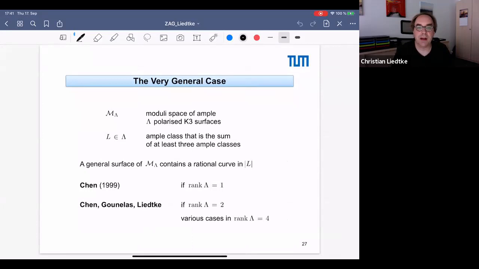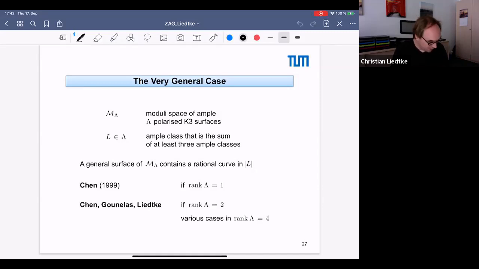If you look at the moduli space of ample lambda polarized K3 surfaces, we now assume that we have a sufficiently ample class. Sufficiently ample means it's at least the sum of 3 ample classes. And then Chen already showed in 1999 that if lambda is of rank 1, so if we look at classically polarized K3 surfaces, then in sufficiently ample classes, there are always rational curves. This is how he established infinitely many rational curves in the very general case. And what we now showed is that this is also true in rank 2 and in various cases in rank 4, namely the missing ones from the earlier list.